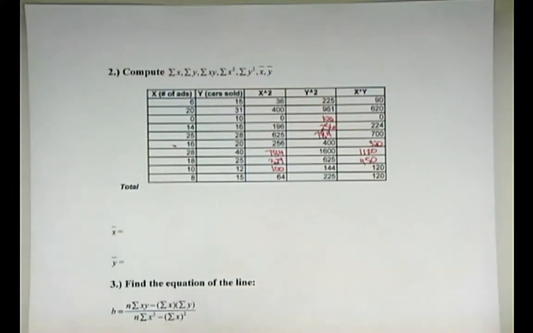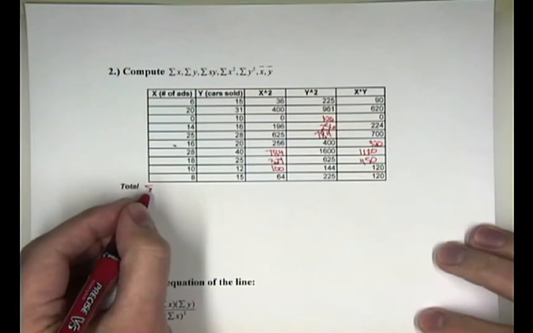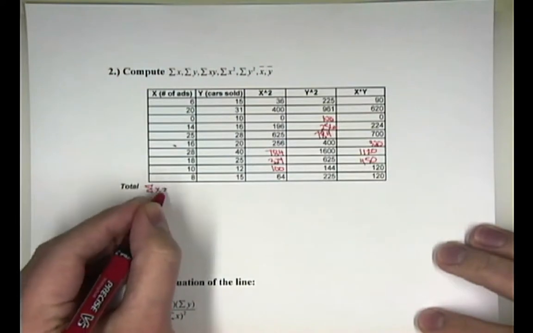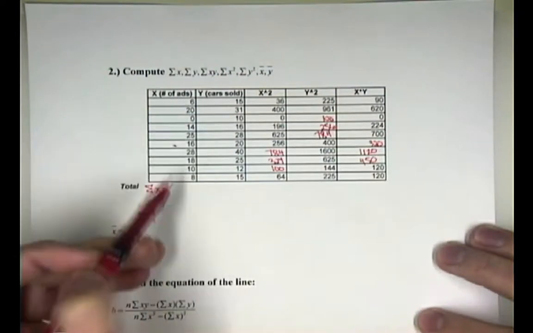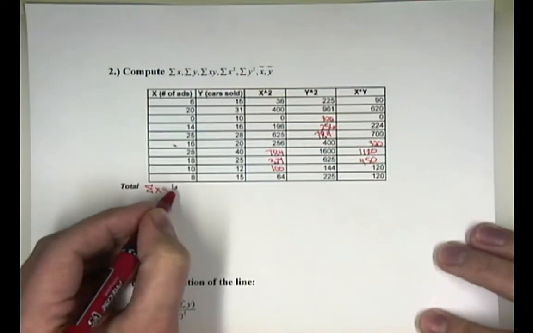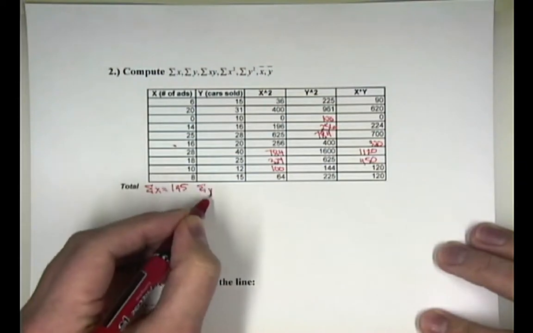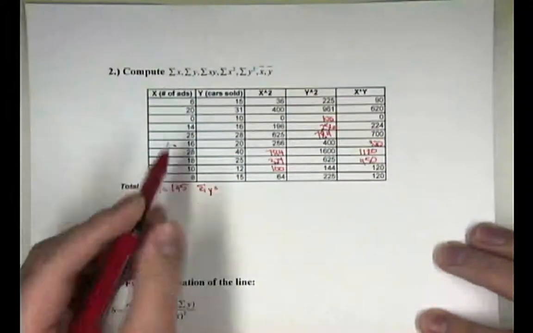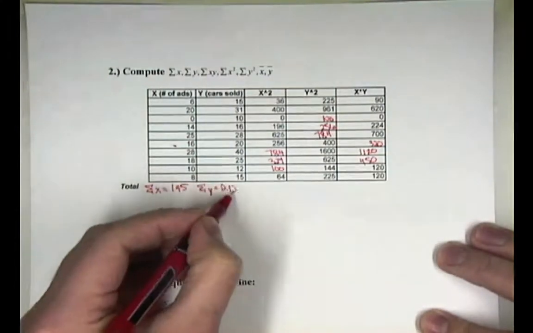Now for each piece in the equation, it requires the sums. So let's sum the x's, meaning add together this column. Just go through and sum it up. You should be getting 145. What about the sum of the y's? Go through and sum up this column. You should be getting 212.